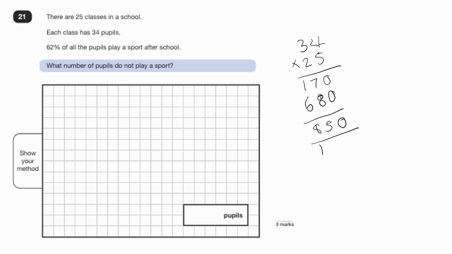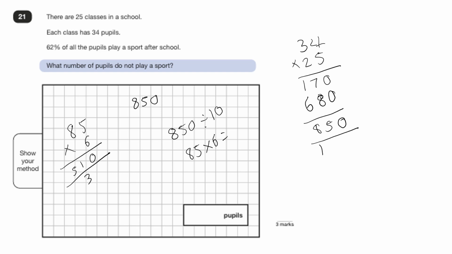Okay. Now we need to find 62% of 850. Then we can find out which children don't play the sport. So we can do 850 divided by 10, which gives 85. 85 times 6 gives us 60%. 6 times 8 is 48. 49 and 50, 51. So that's 510.